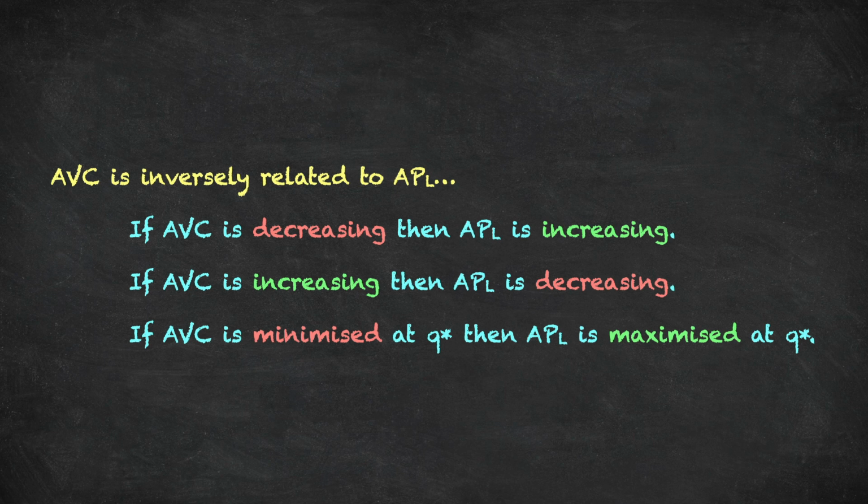Also, I could say if average variable cost is minimized at a particular output level Q star, then because average variable cost is inversely related to average product of labour, I know that average product of labour is maximized at that same level of output Q star. So simply knowing that these are inversely related allows me to gain lots of quick facts about these different short-run production and short-run cost functions.